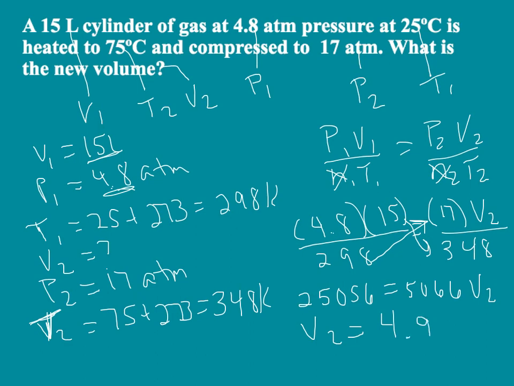What's going to be our unit for volume? Well, let's go up and look at volume 1. Volume 1 was in liters, so this one's going to be in liters. So volume 2 is equal to 4.9 liters. Okay, I hope this helps. Using the equation P1V1 over N1T1 equals P2V2 over N2T2 allows you just to manipulate all the variables very easily, and you just have to cancel out the ones that say they're constant or the ones not mentioned in the problem.